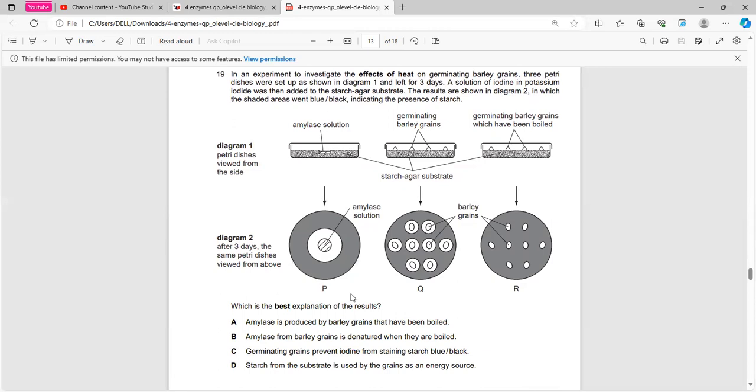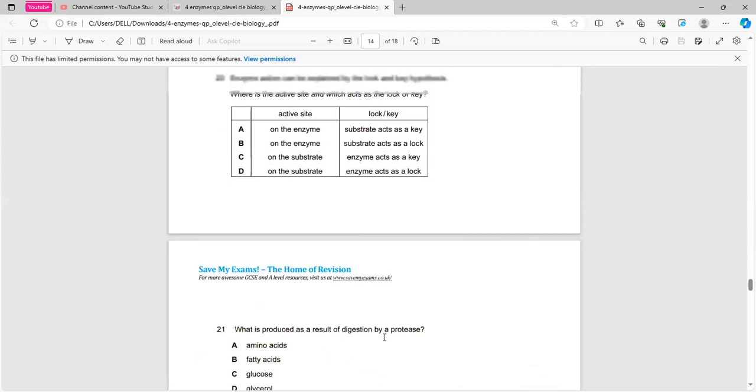What is the best explanation of the results? They ask us to investigate the effects of heat. We all know that heat leads to denaturation, so obviously the answer will lie between A and B. And the best concept which they're asking about is denaturation. So it's correct that amylase is denatured when they are boiled.